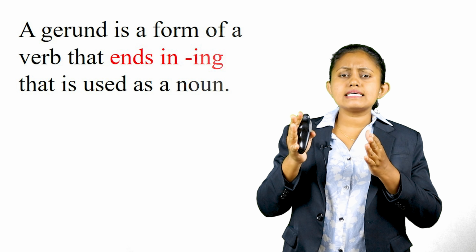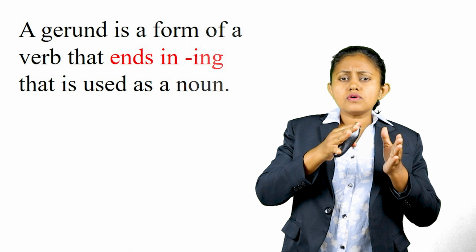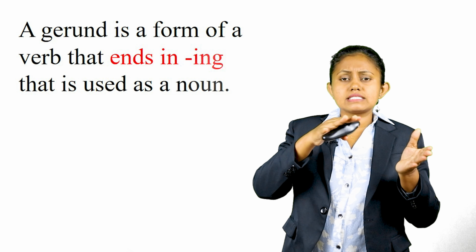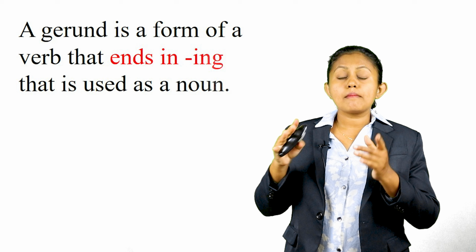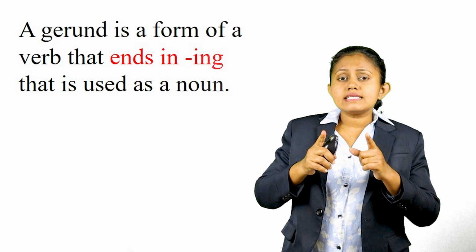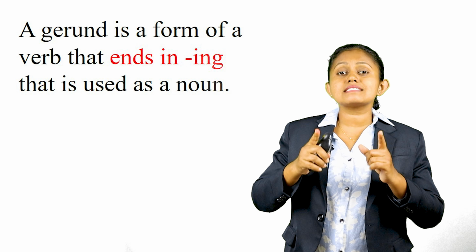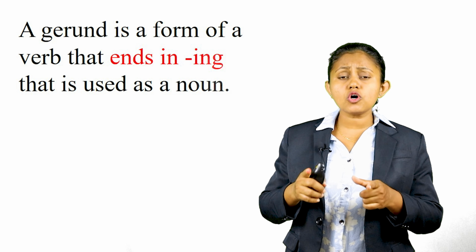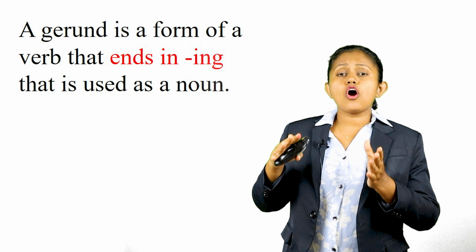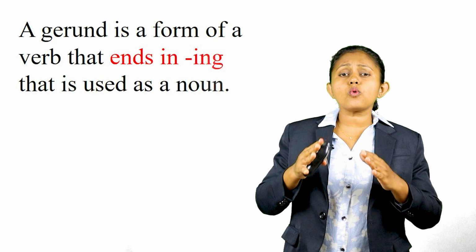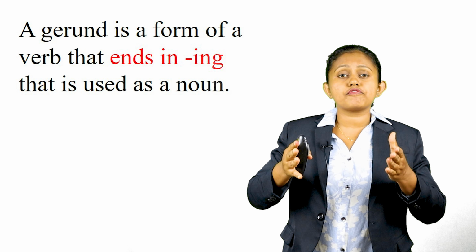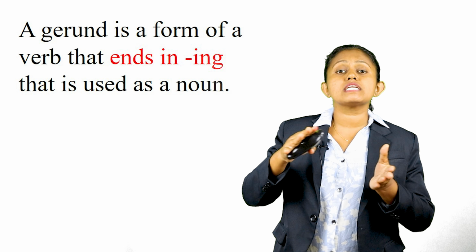We can add ing to a verb. So, it is an ing verb. But that ing verb functions as a noun in a sentence. So, it is a blend of a verb and a noun. So, we call these types of words verbal nouns.